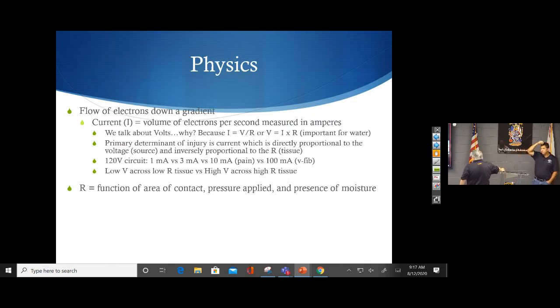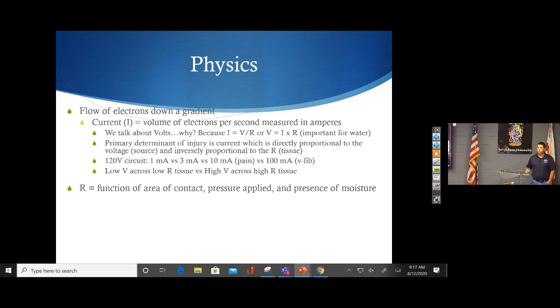I saw the 1,000 amp thing, but if it's DC, volts. So we talk about volts. We'll get into that. Okay, we'll break down the different currents.